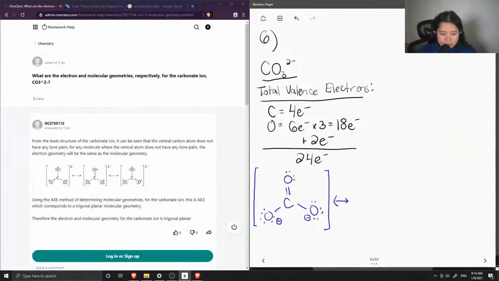I can also draw the resonance structures just by showing how each oxygen can have a double bond. So these are all the different resonance structures that you could have for this ion.